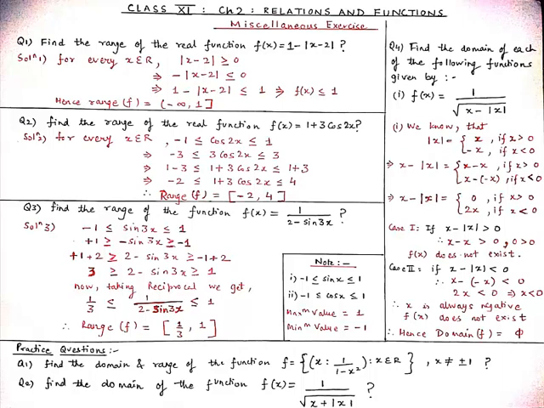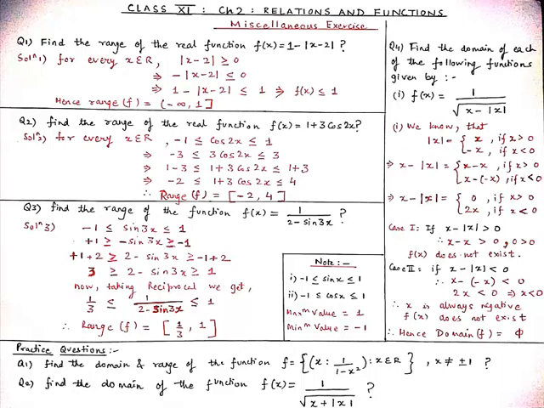Now our second question for today is: find the range of the real function f(x) = 1 + 3 cos 2x. Before going through this question, I want to tell you that the range of sin x is [-1, 1] in closed interval. The maximum value of the sine function is +1 and the minimum value is -1. Also the range of the cos function is [-1, 1]. Here also the maximum value of the cos function is 1 and the minimum value is -1.